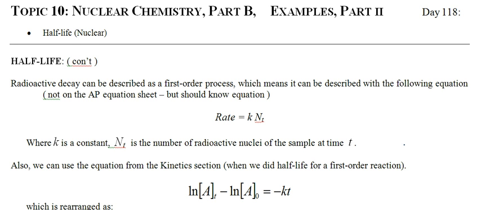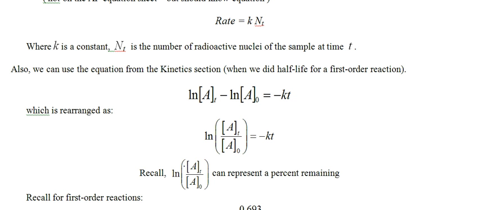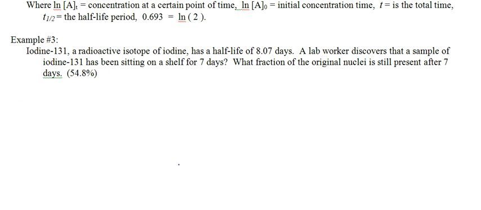And again, the N_t is our number of disintegrations, or the number of radioactive nuclei that are undergoing disintegrations or changes or radioactive processes per unit of time. So again, not for the AP exam, but definitely if you're getting ready to take a test for college entrance. All right, so let's look at the first example here.